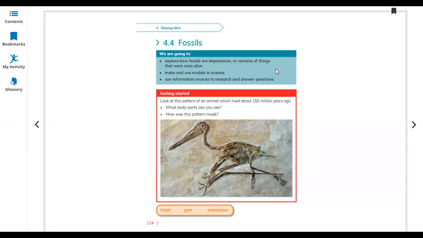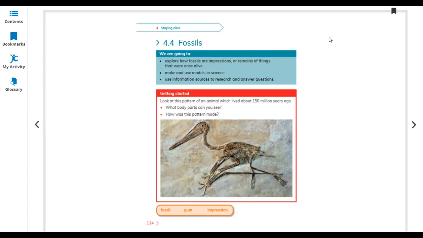So let's start. Look, this is the science learner book for grade 2. Look at this pattern of an animal which lived about 150 million years ago. What body parts can you see in this picture? We can see here a beak, claw, legs, head, feet, body. So what do you think?